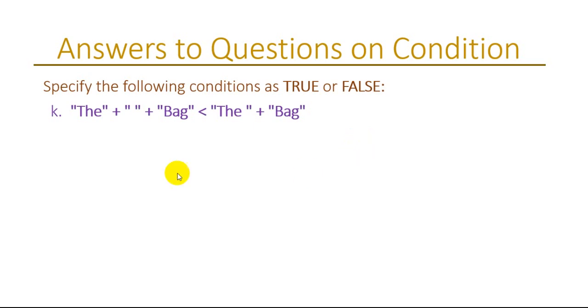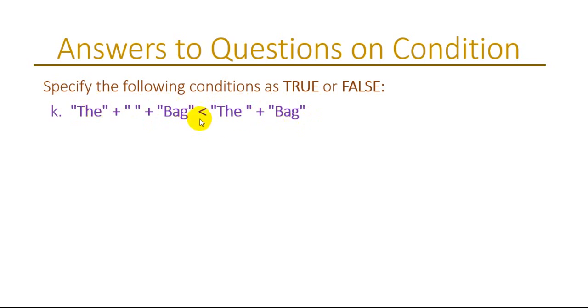In this one, we have alphanumeric comparison. The word "the" joined with plus, then one space, to the word "bag". So all three things are concatenated, plus, plus. Less than the word "the", with a space here, and the word "bag" concatenated. On the left side of the relational operator, we have this expression. On this side, we have this expression.